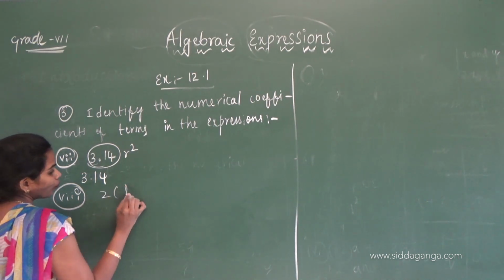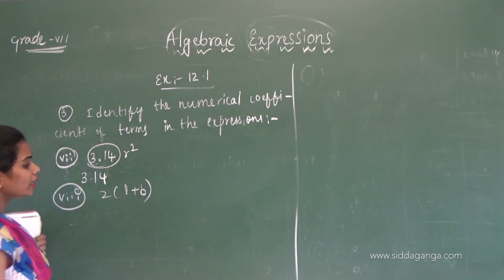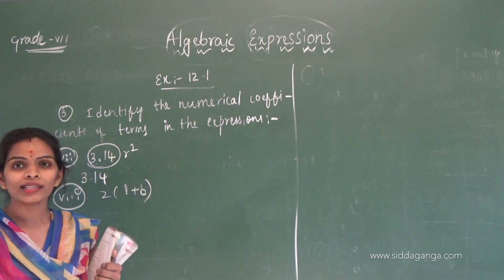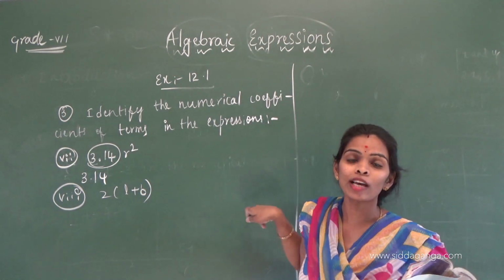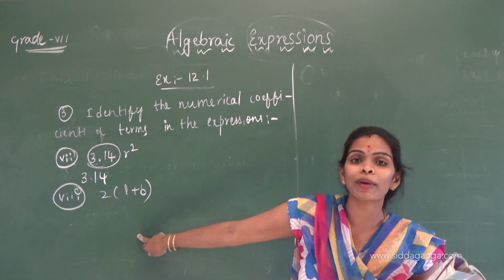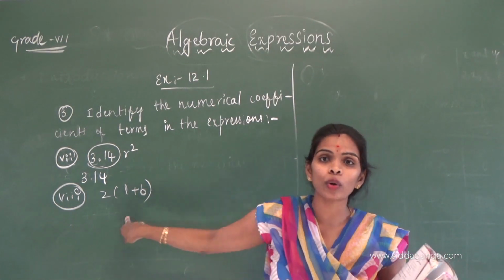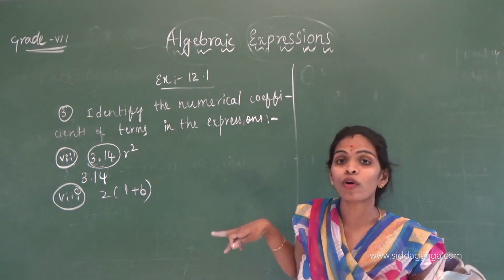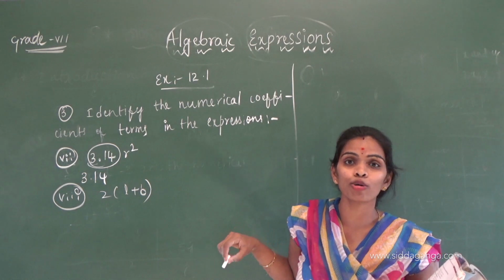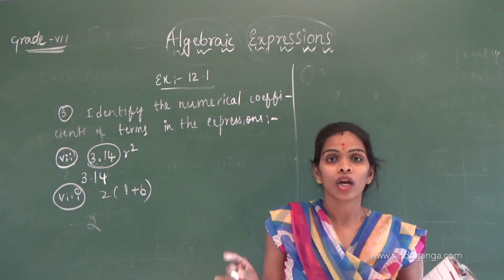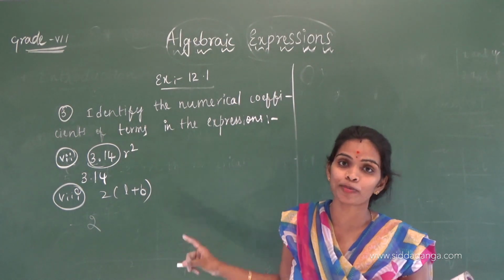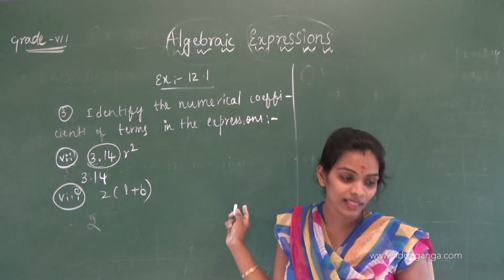2 into L plus B. You can write it as 2L plus 2B. Correct? This is nothing but the perimeter of a rectangle. 2L plus 2B. What is the numerical number there? 2. 2 is the numerical coefficient of the given expression 2 into L plus B.